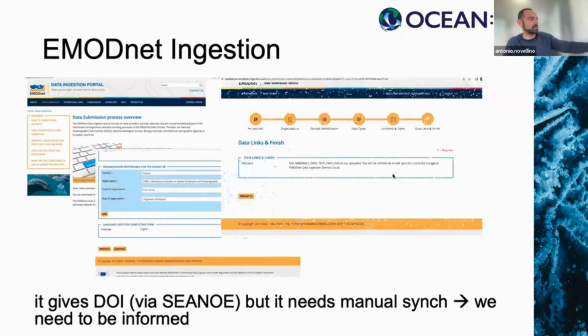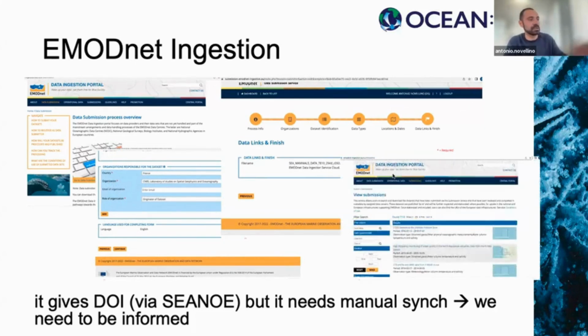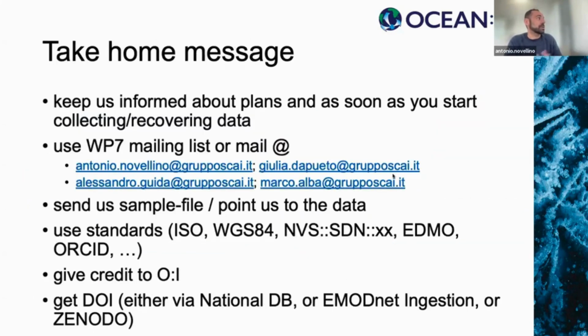So, as you can see here, you have a very easy wizard approach. And then you have the collection published. But also in this case, please let us know if you're doing this, or we can support you in doing this, because then we need to federate. I mean, we also need to synchronize the fact that this data is available in Sinoe or Immonet with the backend service of OceanEyes. So let's say the take-home message is please keep us informed about plans.